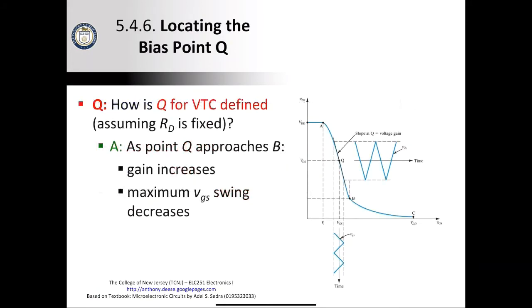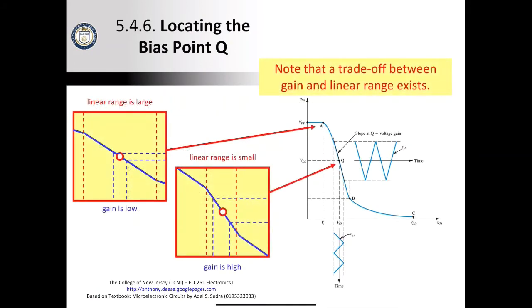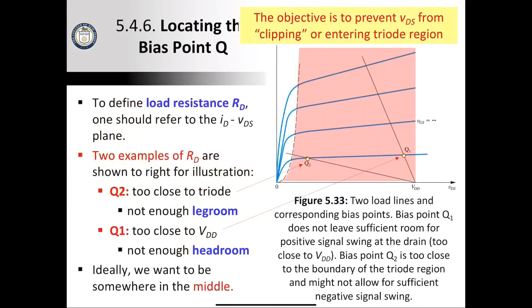And that's a zoom-in where you can see what's going on with the slope. There are two terms you should be familiar with: headroom and legroom. Legroom is the term we use to represent the swing, the maximum allowable swing between our operating point and point B, which is the crossover between saturation and triode. And headroom is the distance between Q and point A.